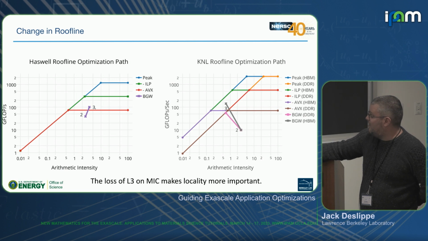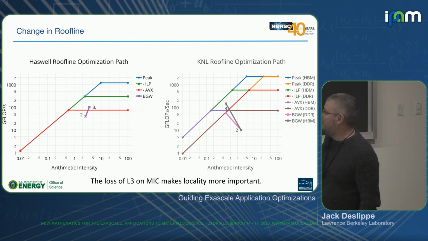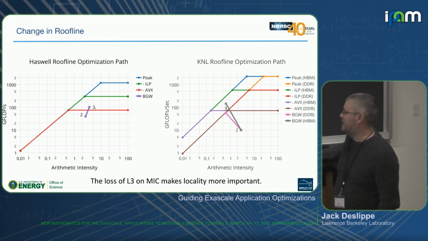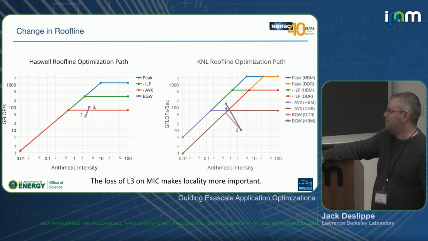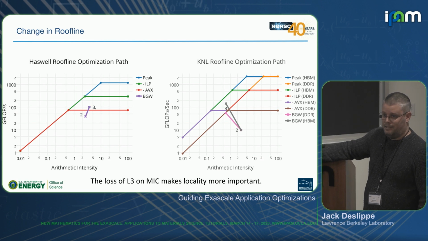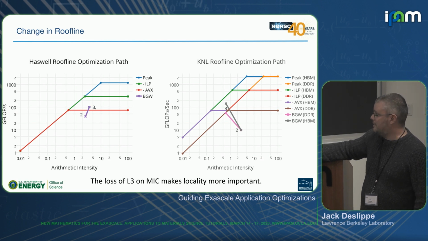On KNL, the good news is the performance went up, like the overall flops per second went up, but everything moved to the left, which was not totally expected by us at the time. And you can actually see what happens if we run out of DDR versus running out of HBM. If we run out of the traditional memory, we actually hit the ceiling. If we run out of HBM, we don't yet hit the ceiling, but we're still pretty close.